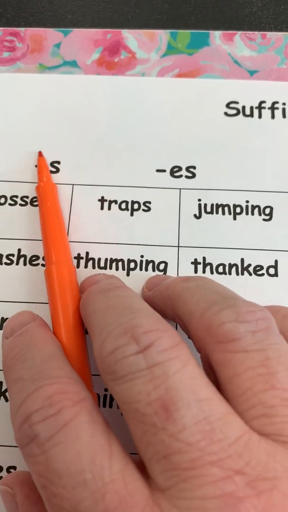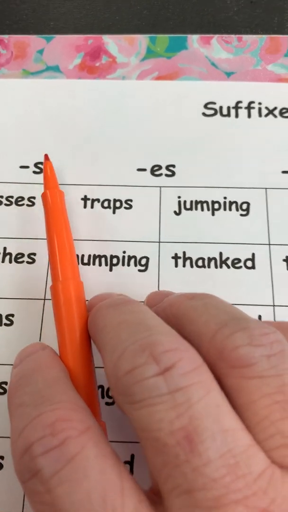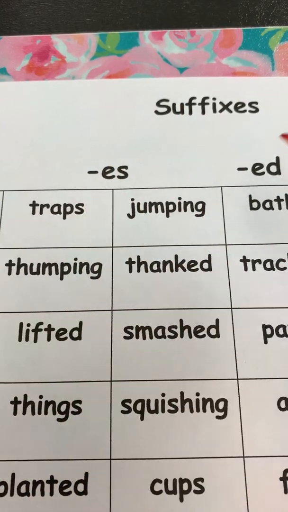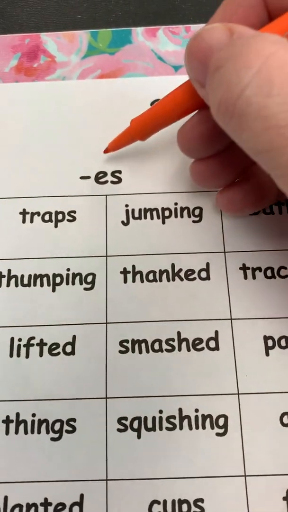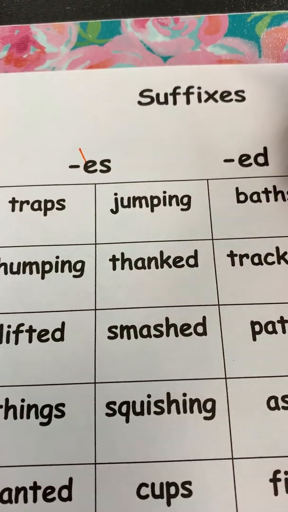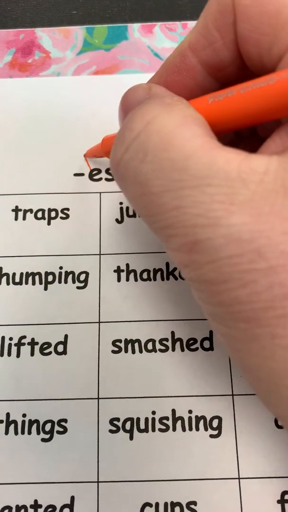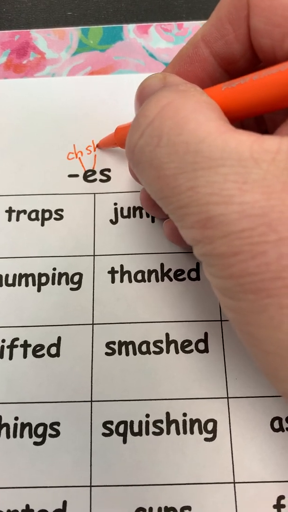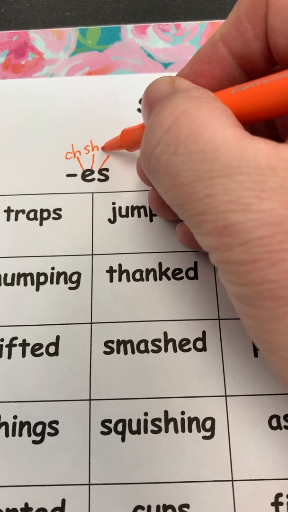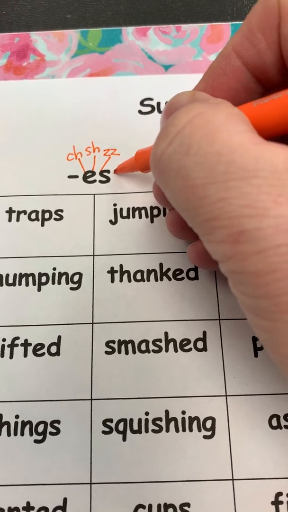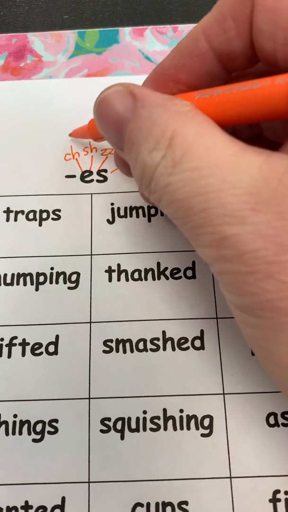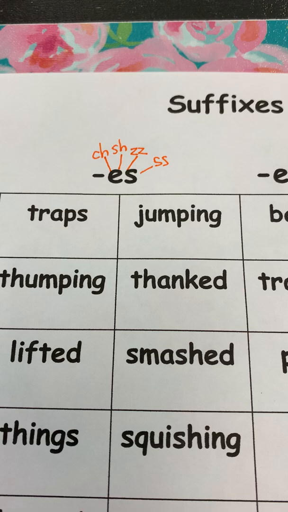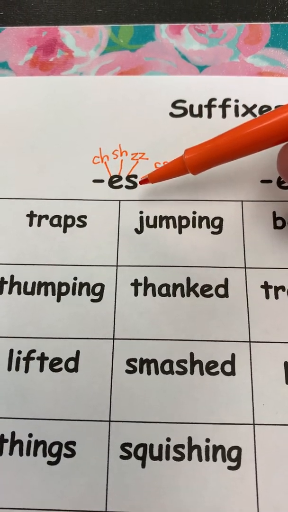Remember I told you most of the time, if we want to make a word plural, we just add an s. But sometimes we have to add an es to make the word plural, to make it mean more than one. Do you remember when we use es? If the word ends with a CH or an SH, or if it ends with a ZZ, or if it ends with an SS. If a word ends with any of these patterns and you want to make it plural, then you have to add ES.